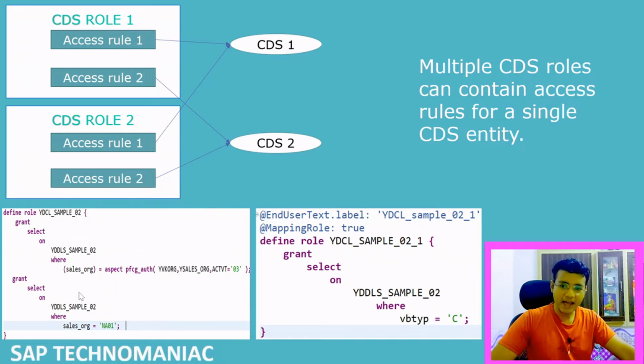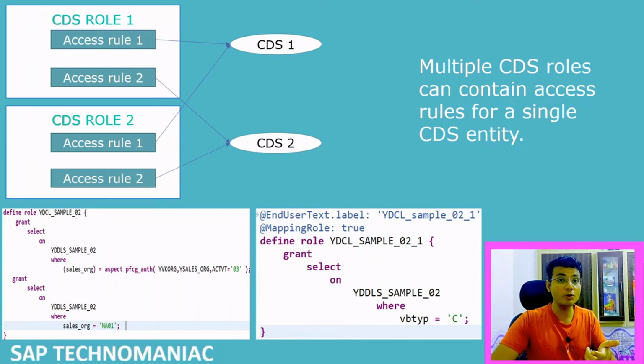You can see I have given an example here. This is YDDLS sample 02. This is one of the access rules, and there is another DCL I have created for that same CDS entity where I have other conditions. If this is also combined, it will be combined with OR conditions only. All these three rules will be combined using OR conditions. This should be satisfied, or this, or this. If anything is satisfied, it will fetch the data from the database. Like that it will happen.